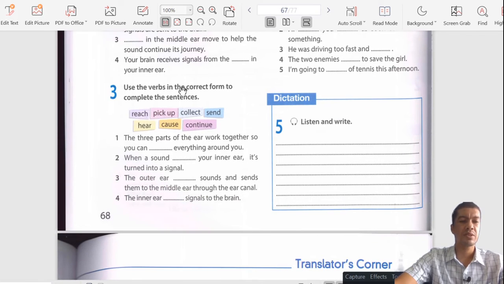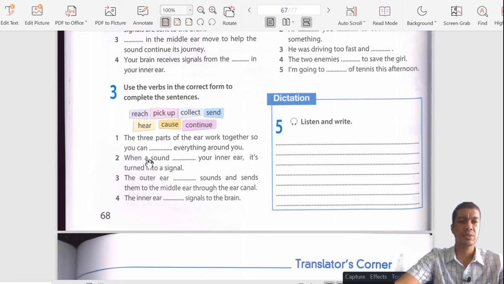Alright, use the verbs in the correct form to complete the sentences. Alright, so for example number 1, the 3 parts of the ear work together so you can everything around you. Alright, so what is the correct verb that we will use? Here we have reach, pick up, collect, send, continue, cause, and hear. And the correct one that we can use here is hear. The 3 parts of the ear work together so you can hear everything around you.